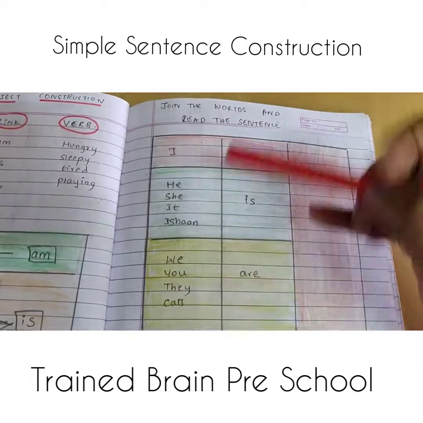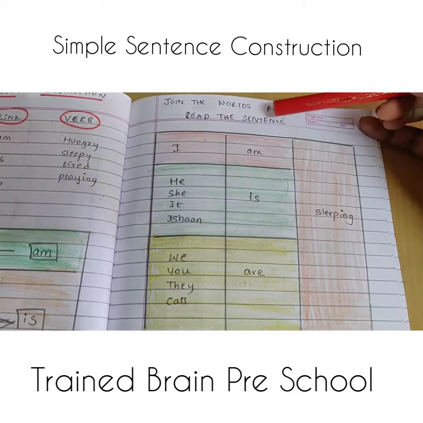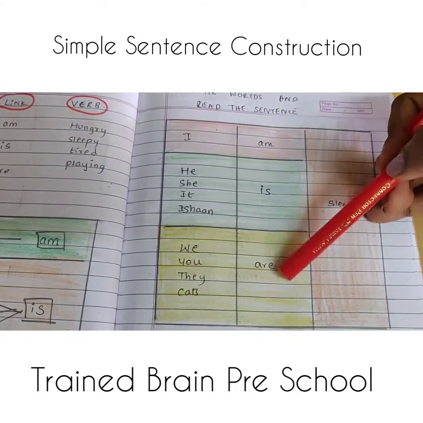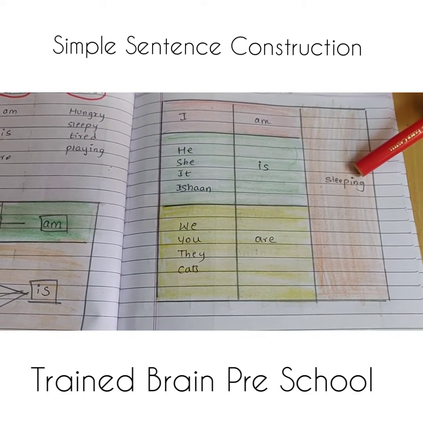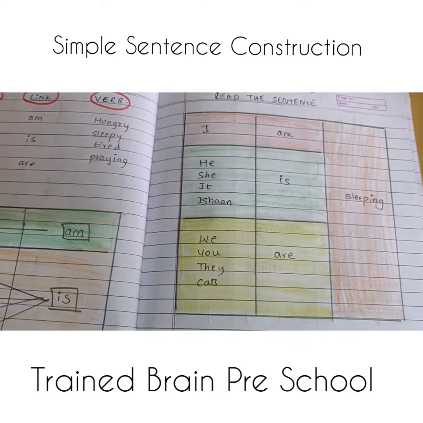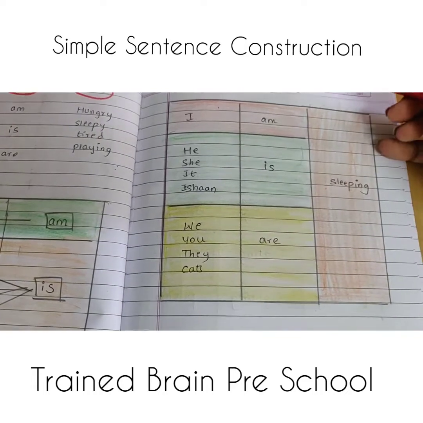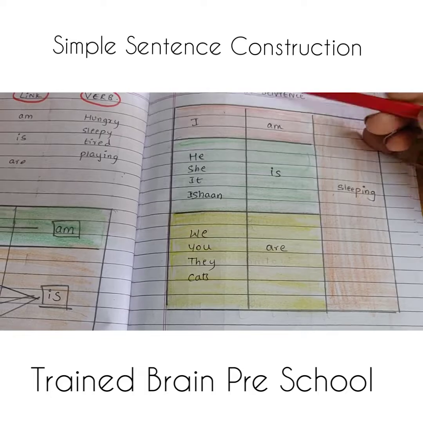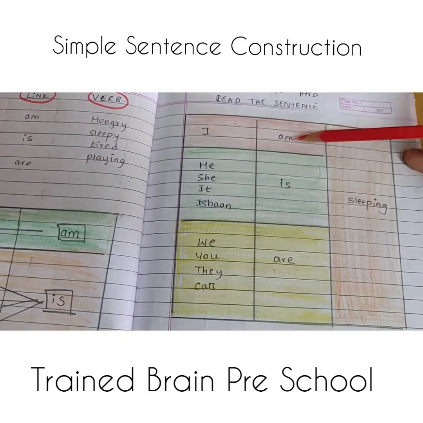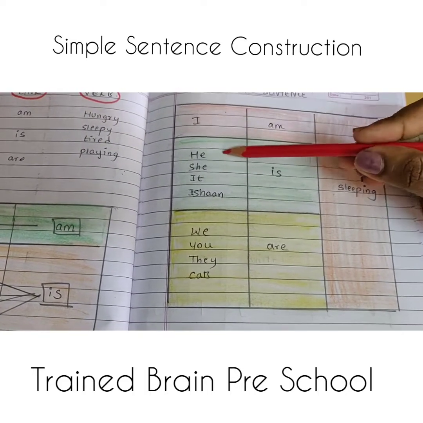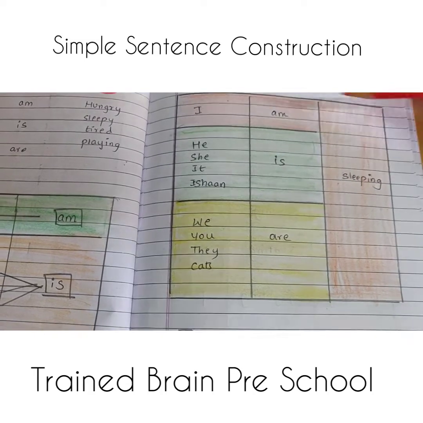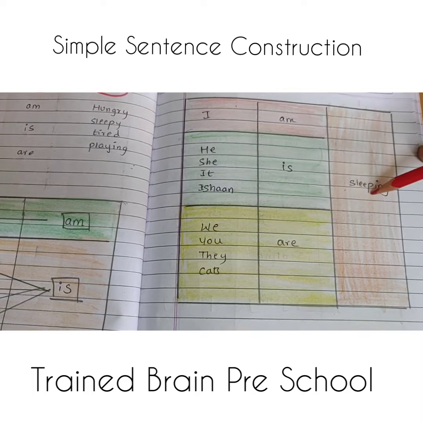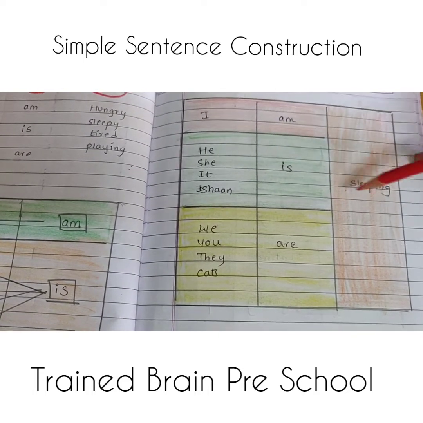So we have joining the words and reading to make a simple sentence. We had all the subjects or the nouns, linking words and the verb. So let's start reading them together. How do we read them? I am sleeping. I'll repeat it again. I am sleeping. He is sleeping. She is sleeping. It is sleeping. Ishan is sleeping.